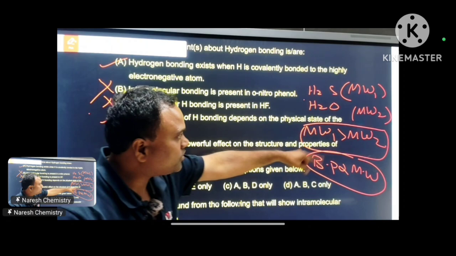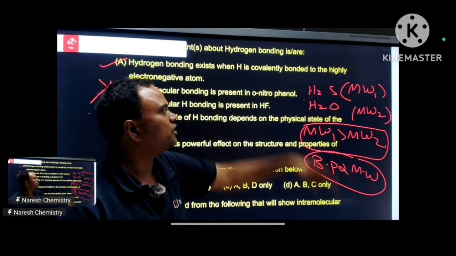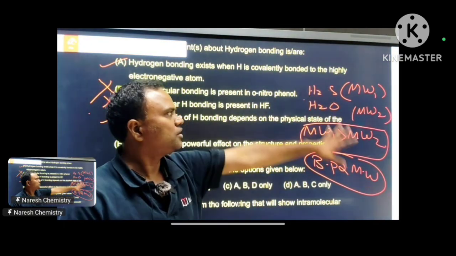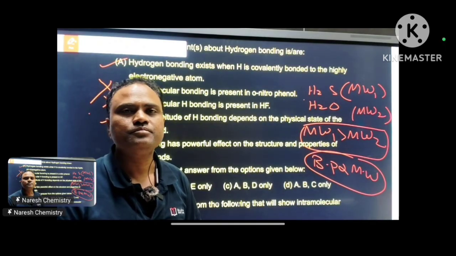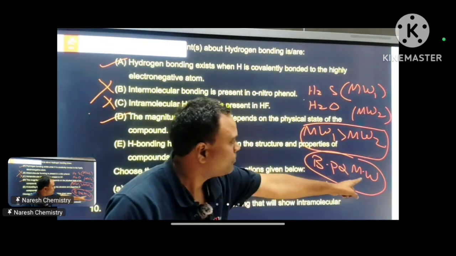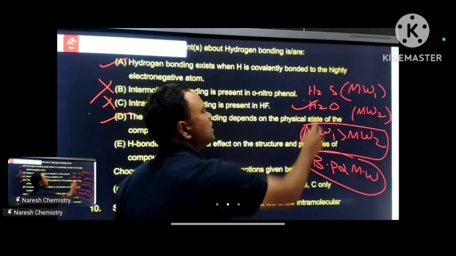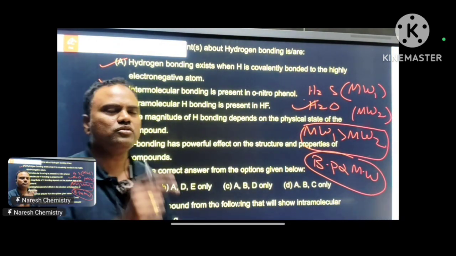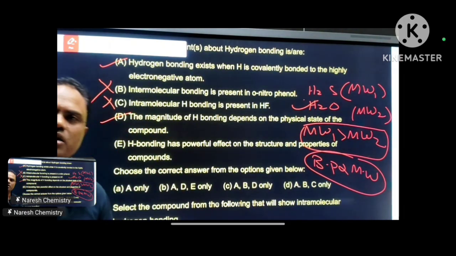According to this relation, which is having more boiling point, you tell me, H2O or H2S. According to this relation, just take this only, which should have more boiling point? H2S, because boiling point is directly proportional to molecular weight. But H2O is having more boiling point because of hydrogen bonding. Because of hydrogen bonding, physical properties are affected, physical properties nothing but boiling point, melting point, density, all this.